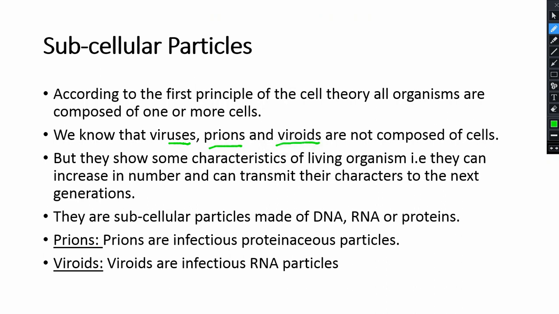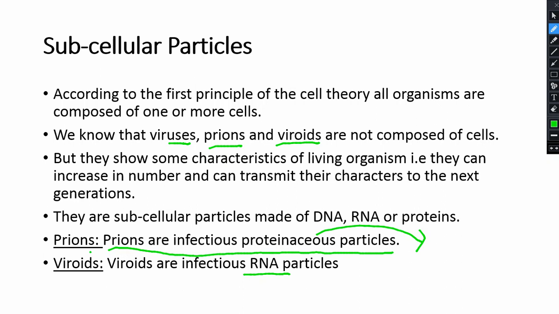Viruses, in the previous chapter we have learned what they are: acellular parasites. They do not have any cell. Prions, what are they? If you look here, they are infectious proteinaceous particles. It means that in nature they are protein and they are causing infection. Viroids are infectious RNA particles. So viroids are just genetic material in the form of RNA, and that strip of RNA is causing infections.